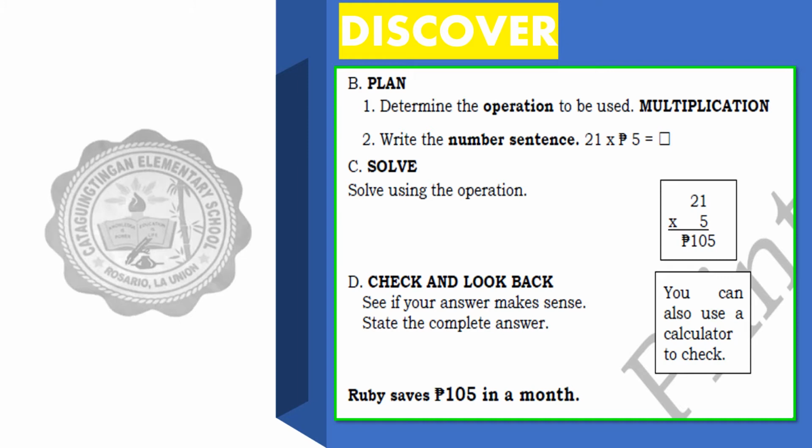Then, the last step in problem solving is check and look back. Okay. So, i-check nyo yung sagot ninyo. So, you can also use a calculator to check. So, pwede kayong gumamit ng calculator to check. Pero, huwag nyong gamitin po yung calculator sa pagsusolve. So, the answer is, Ruby saves 105 pesos in a month.